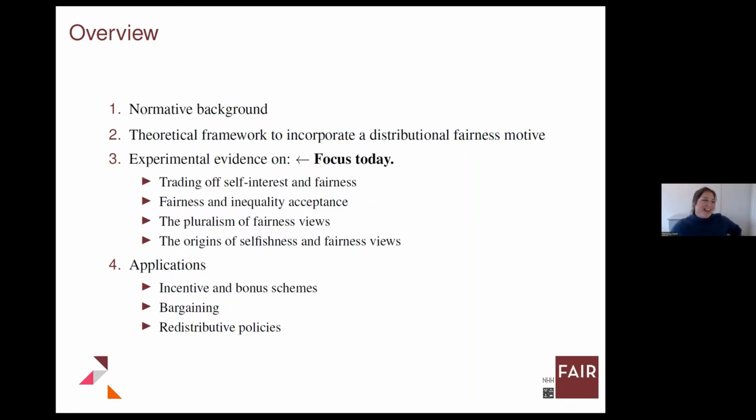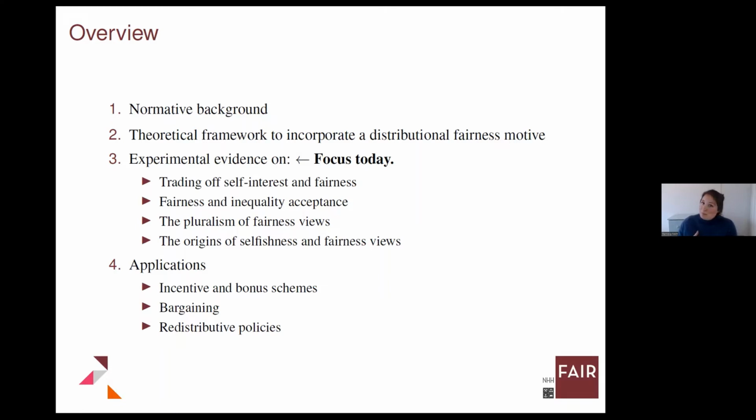Great. And then I'm going to talk to you about the pluralism of fairness views. Because it might be that we have differences in the weight that we attach to fairness versus self-interest, but we might also disagree about what is fair and unfair income inequalities. And lastly, we're going to look at the origins of selfishness and fairness views. If there are these differences, how do they come about?